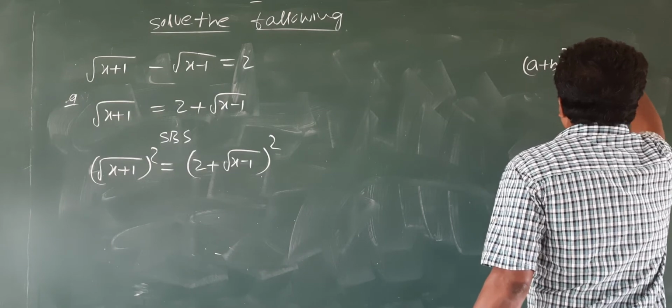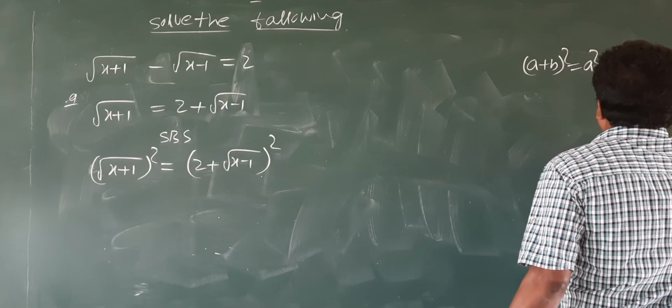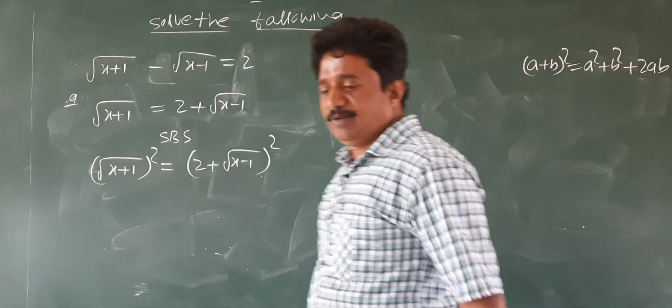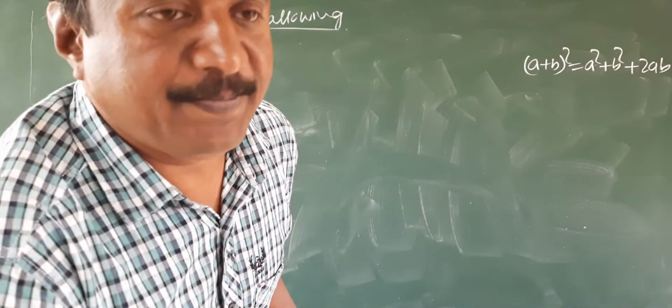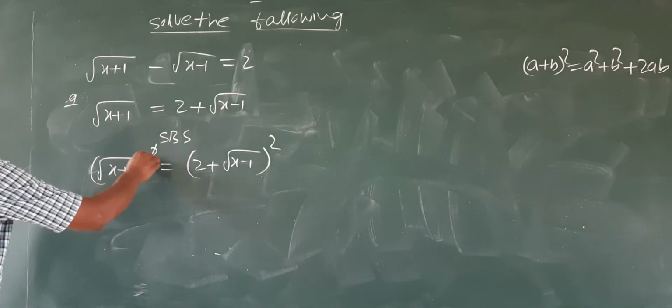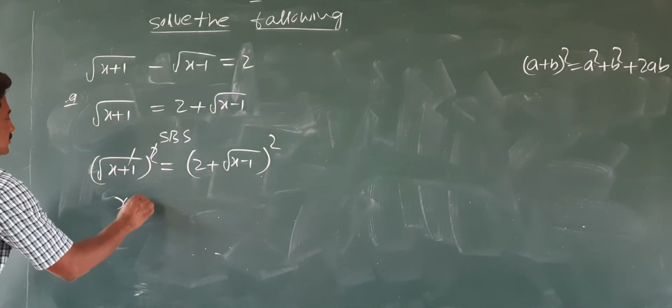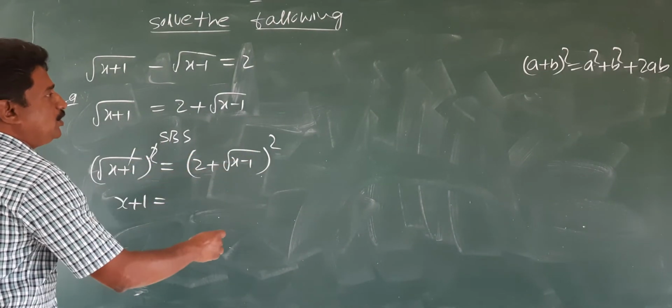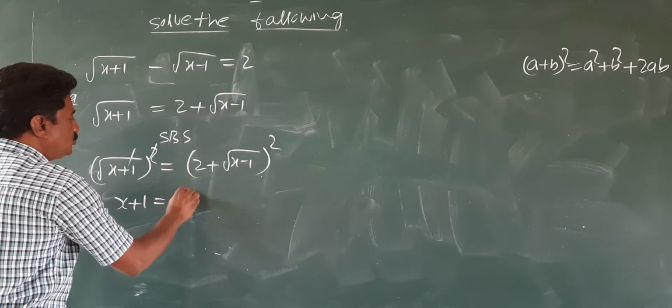(a+b)² = a² + b² + 2ab. Apply that. On the left side, the square root gets cancelled. The remaining is x plus 1. Then (a+b) whole square: a² is 2² = 4.